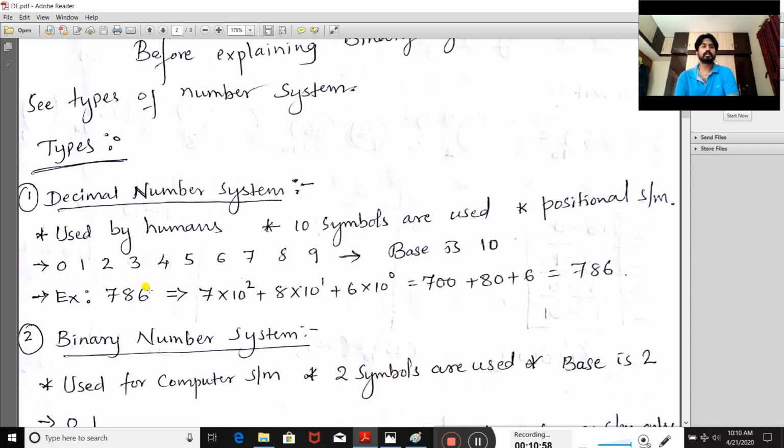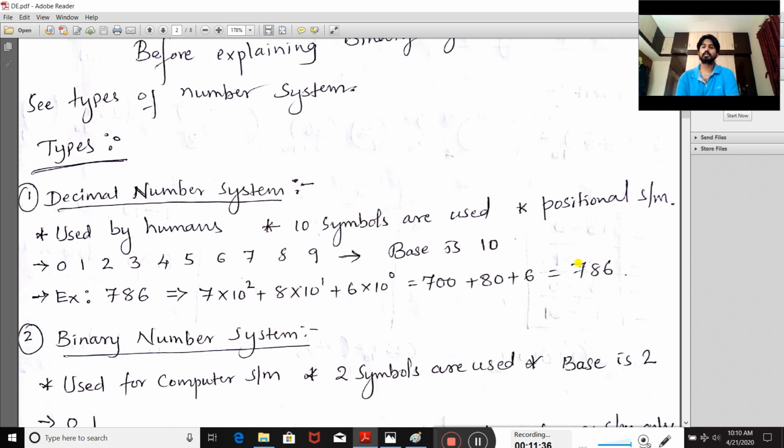That is, the total number of digits we have used is 10, hence the base is 10. Now how will 786 be represented? It is based on the positional system. This is the least, that means unity, this is the 10th position, this is the 100th position. So 6 into 10 raised to the power 0, 8 into 10 raised to power 1, and 7 into 10 raised to power 2. So 10 raised to 2 is 100, 100 into 7 is 700; 10 raised to 1 is 10, into 8 is 80; 10 raised to 0 is 1, 6 into 1 is 6. If you add, it is 786.